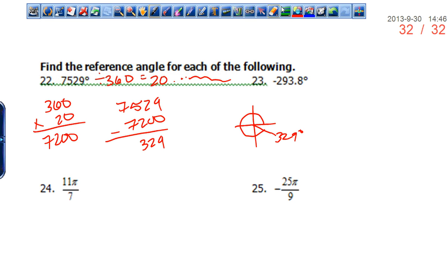Now reference angles are always between the terminal side and the x-axis. So, how big is this angle? Well, if you know all the way around the circle is 360, I can just subtract those. So it's 31.